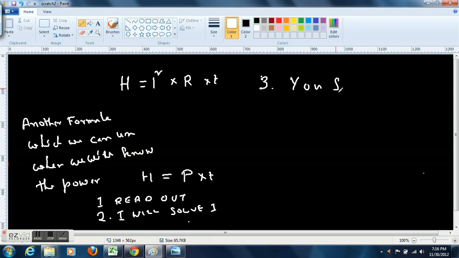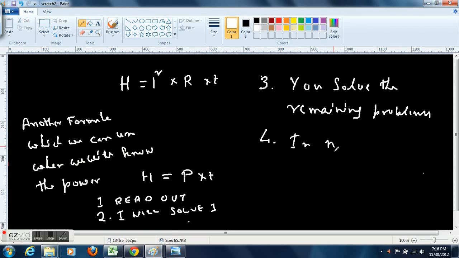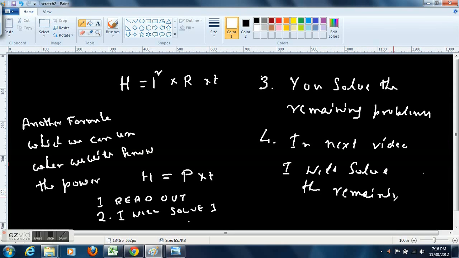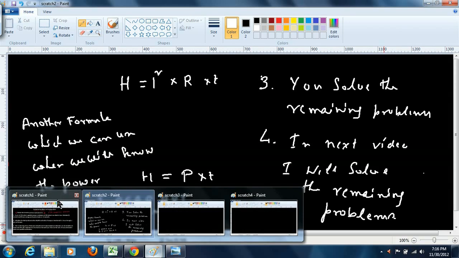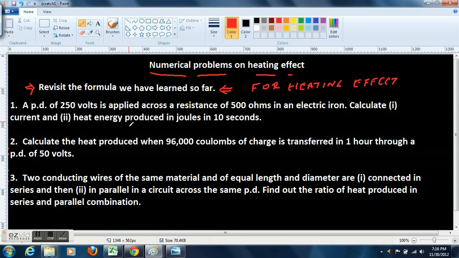So let me repeat what I just said. I will read out the numerical problems, solve the first one, then I would expect you to solve the remaining 2 problems, and in the next tutorial I will show you how to solve those, and by that time you should be in a position to verify your results with mine. Okay, therefore let me start by reading out the numerical problems. Keep your pen and paper ready, and at any point you can pause the video and write down the numerical problems on your paper.